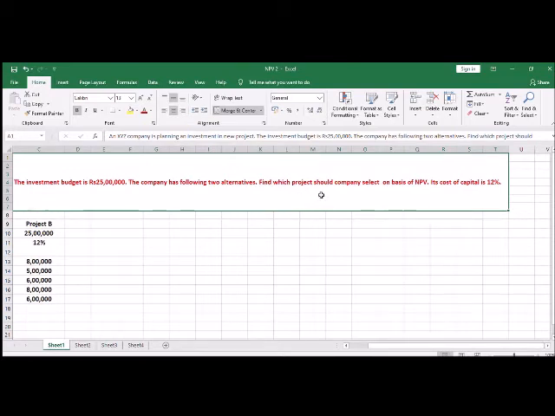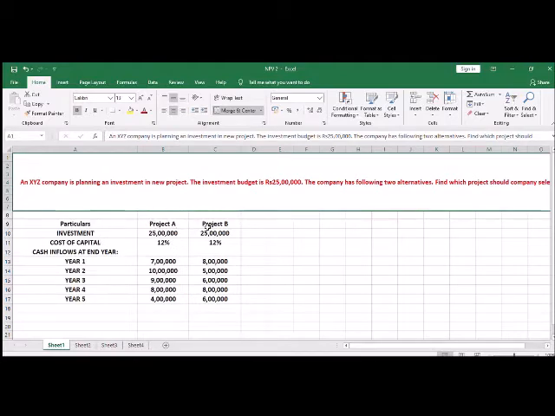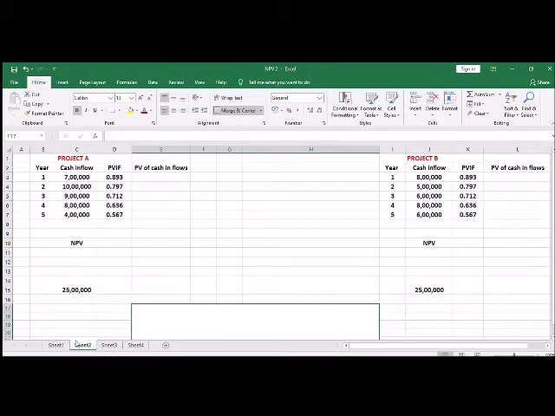So we have to find which project should be selected on the basis of NPV, where the cost of capital is 12%. Now, in the given question, the two alternatives are project A and project B. Investment is rupees 25 lakh for both the projects with a cost of capital of 12%, and the cash inflows at the end of each year are given. So now let's see. We have to solve normally for project A and project B. Now as the cost of capital is 12%, the PVIF we have calculated. If you want to see how we calculate PVIF, you can see the previous video. The link will be in the description box below.